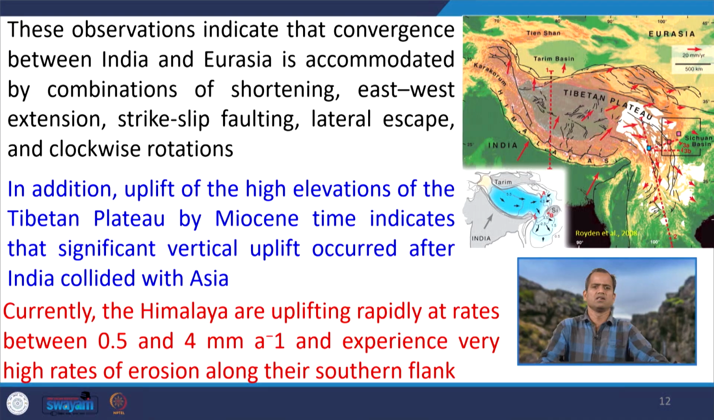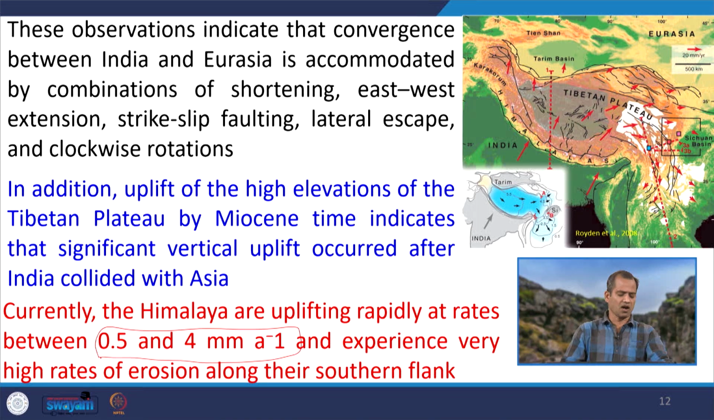Currently the Himalayas are uplifted rapidly at a rate between 0.5 to 4 millimeters per year, and they experience a very high rate of erosion along their southern flank. Why it is at the southern flank is well explained by climate and plate tectonics. This uplift is different at different segments of the Himalayas due to the locking system, the segmented system of the Himalayas. So, this is all about plate motion, earthquakes and the seismicity around the Indian plate.